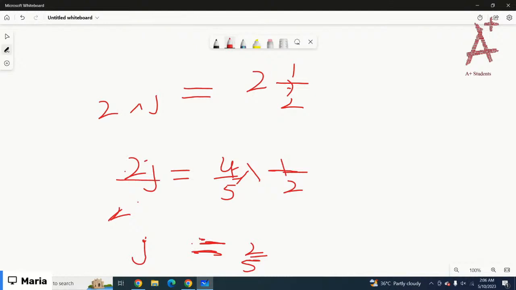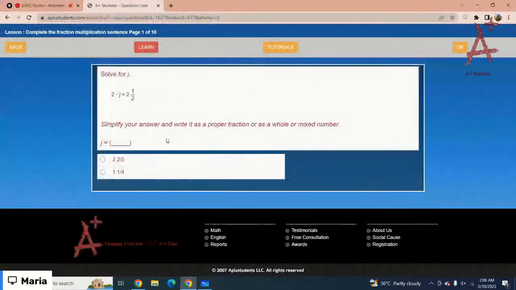It would be 2 over 5. Basically 2 is multiplying to j. You need to find the value of j only, so you have to remove that 2. The opposite of multiplication is division, so you have to divide both sides by 2. So it would be j equals 2 over 5. The correct option is the 2 over 5 option.